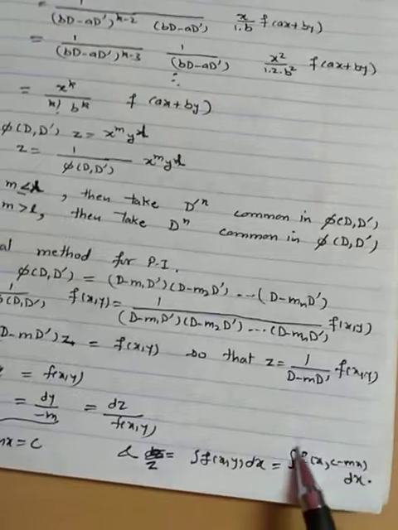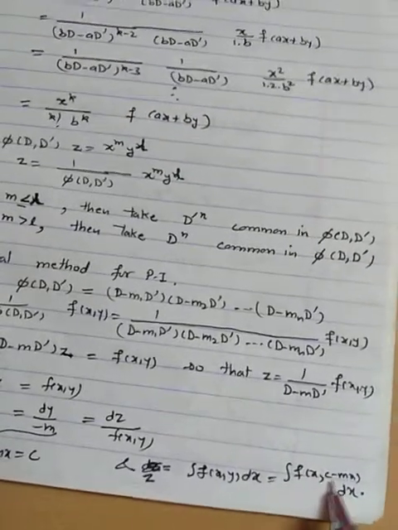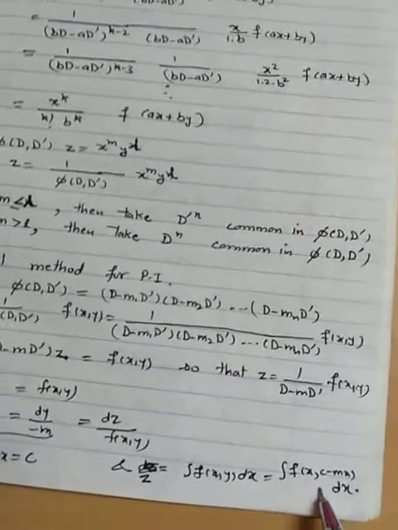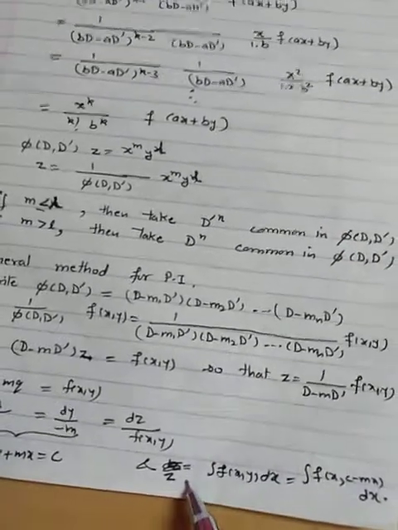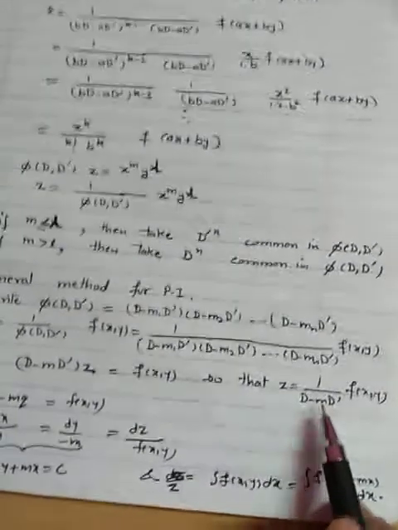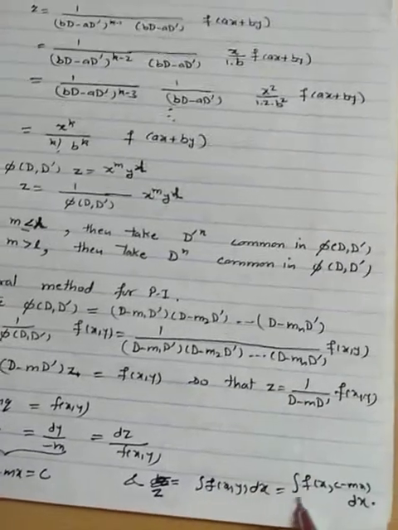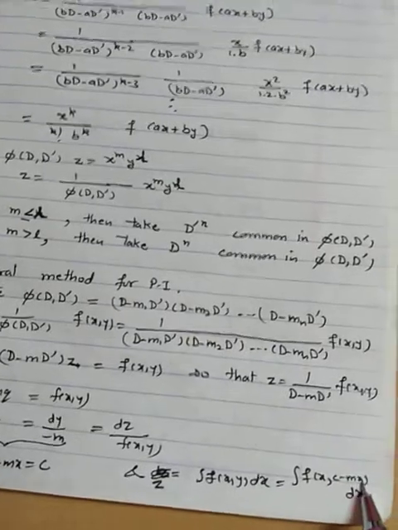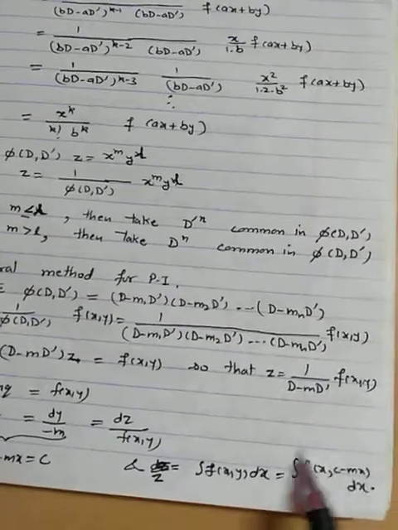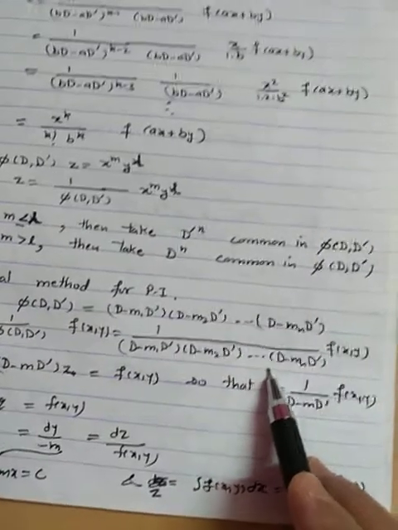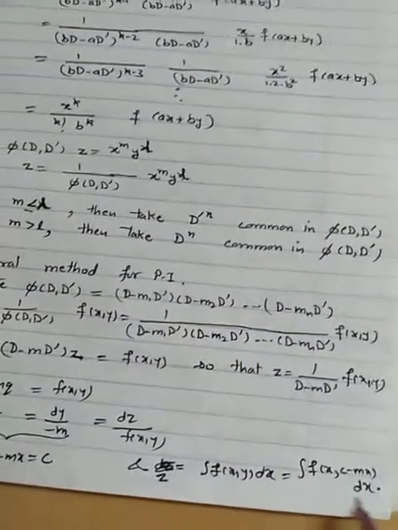So now it is just a function of x, because c is a constant, and we can integrate this. So that will be our z, the particular integral for this. In this we will put m equal to mn, and we will have z equal to the integral of f(x, c - mnx) dx, whatever it is. Then we will apply 1/(D - mn^-1 D') on this, and so on.